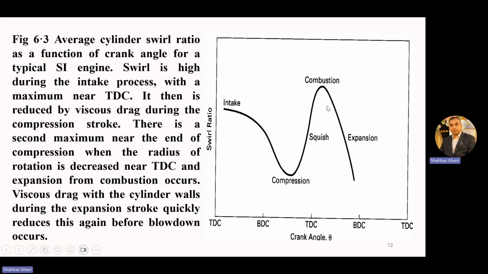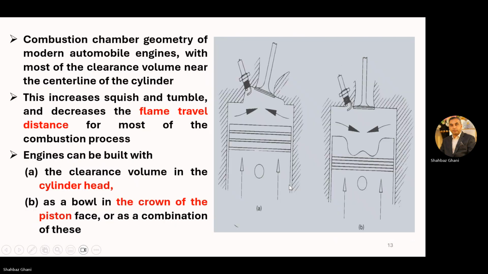So just after the TDC, the swirl ratio increases because the swirl ratio is the main source of this flame propagation in the combustion chamber. So we have a squish moment, and at the end we have a tumble here, and then swirl motion is increased. And then in the power stroke, the area is increasing and it is decreasing. So it is like this with crank angle.